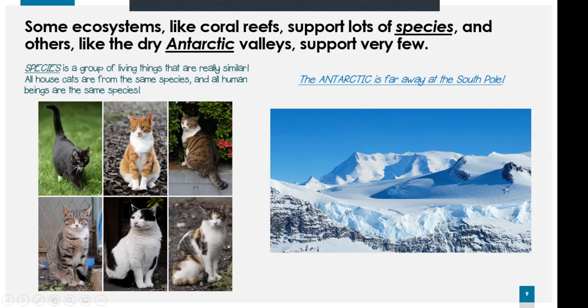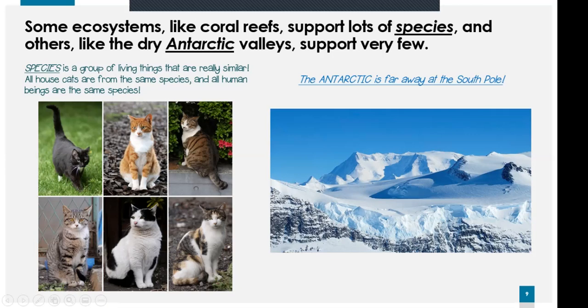All right, so let's see. The Antarctic is far away at the South Pole. Now it says the Antarctic valleys support very few species. Take a second and think: why do you think the Antarctic supports very few species or living things? Pause it and think about it for a minute.